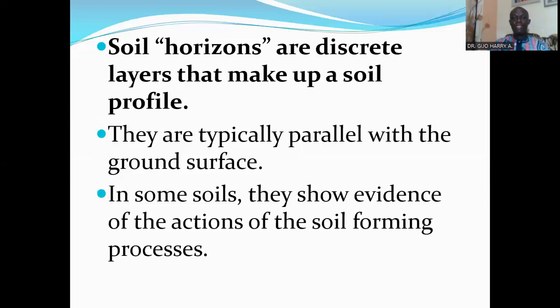In some soils, the horizons show evidence of the actions of soil forming processes.